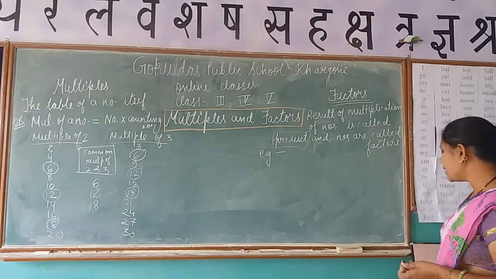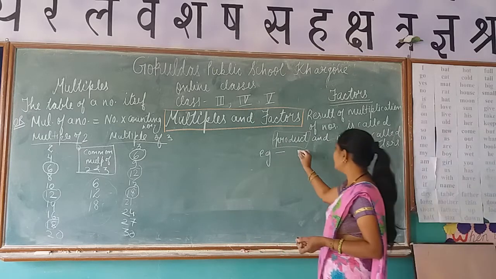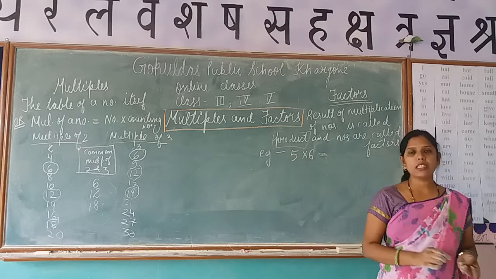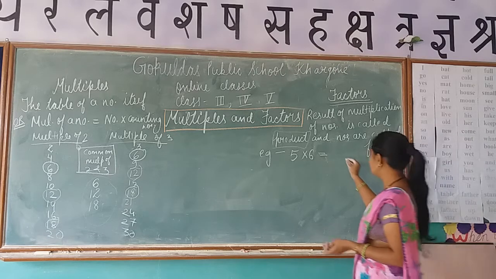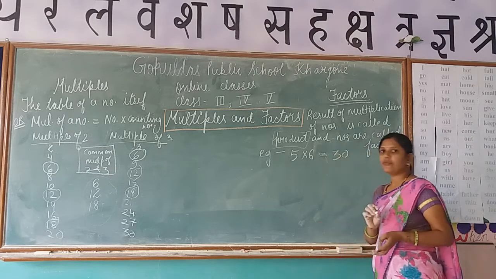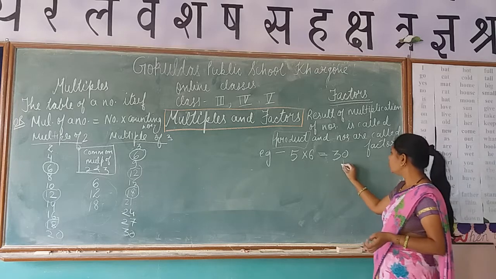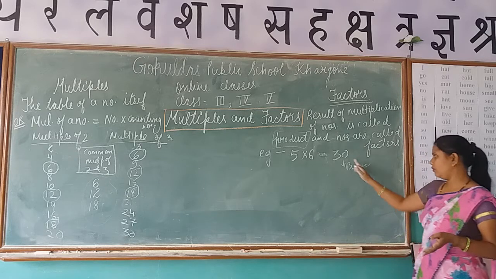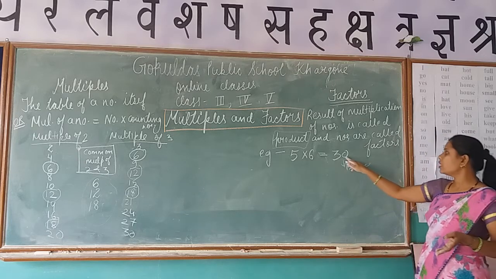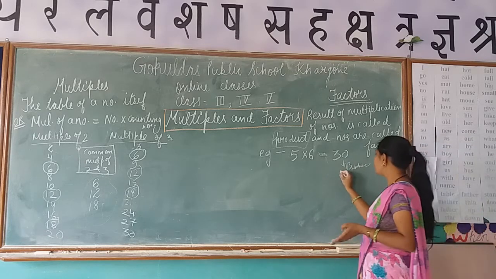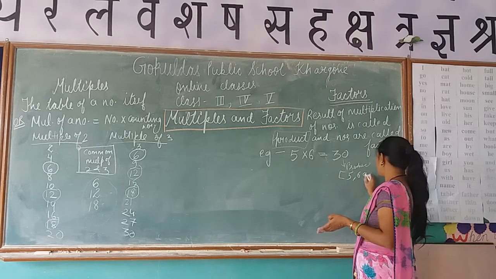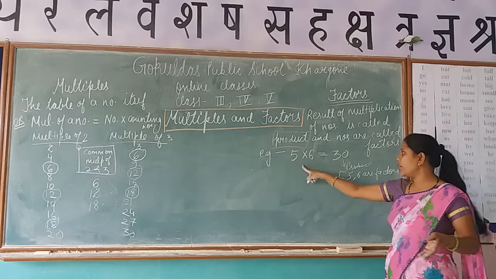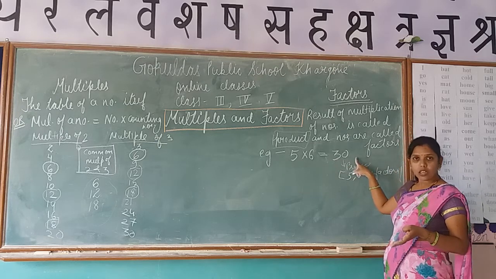So my example is that, suppose I am writing here 5 multiplied by 6. So 5 multiplied by 6, 5 6s are 30. Okay, so this 30 is known as product, and this 5 and 6 are factors of 30.